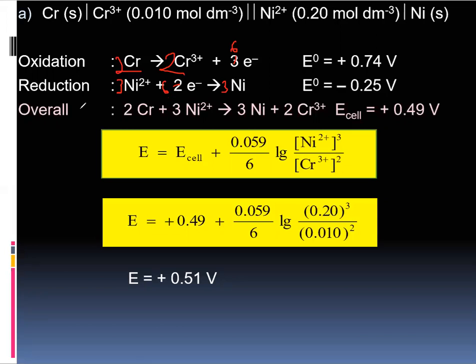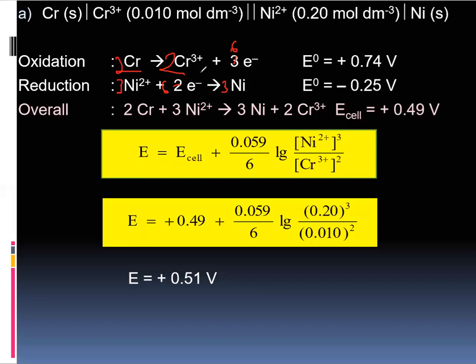If you can't get this overall reaction correctly, there's no way you can arrive at the correct answer. Also, another piece of information I get from what I just did is the number of electrons transferred in the reaction. You can see now the electrons transferred is 6. It is neither 3 nor 2. The answer for the electrons transferred is 6.